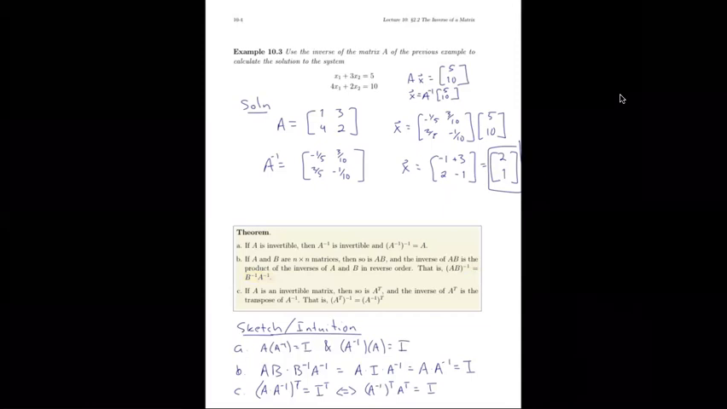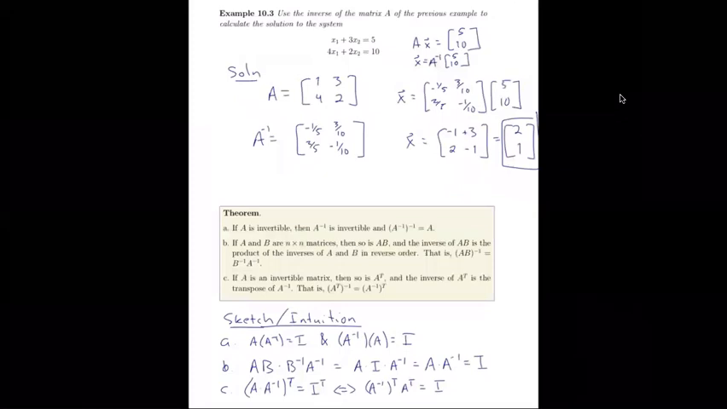And then part C in this theorem is that if A is an invertible matrix, then so is A transpose. And the inverse of A transpose is given by the transpose of A inverse. That sounds like a mess, but look at it in symbols. If we're looking for an inverse to A transpose, all we have to do is transpose the matrix A inverse. So why might these things be? Well, for the first one, we just note that A times A inverse is I, and A inverse times A is I, the identity matrix.